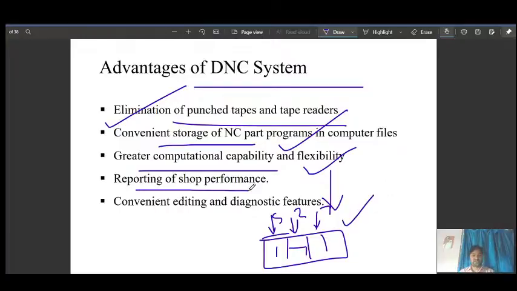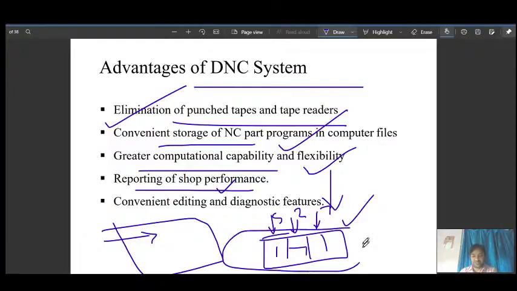And then reporting of the shop floor performance. Obviously, what is happening at the shop floor, how many parts have been produced, and how many machines are working or not working, that can be accessed. More information, not only these two or three, can be accessed. All the information related to machine tools can be accessed, even about tool availability from the shop floor. Convenient editing and diagnostic features. Obviously, it will allow you to run the machine program before running it on the CNC machine.